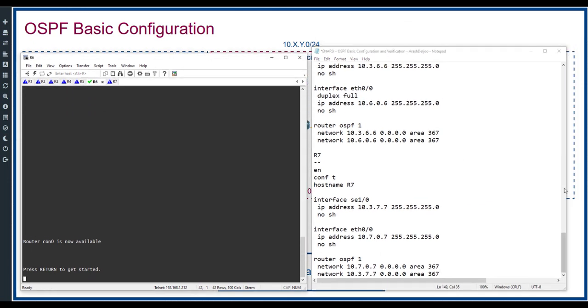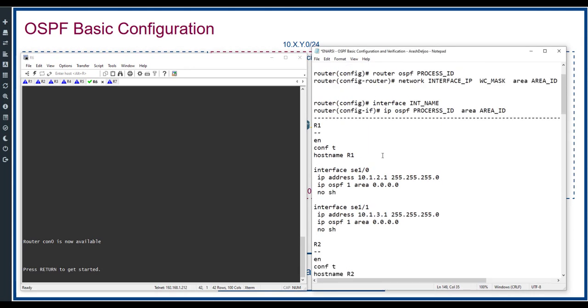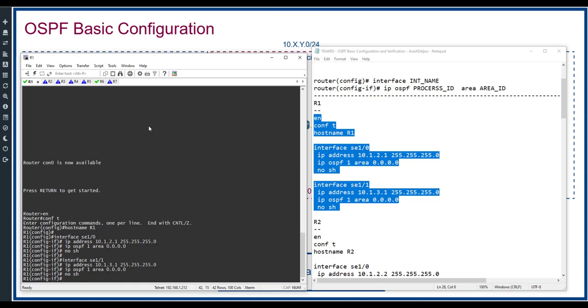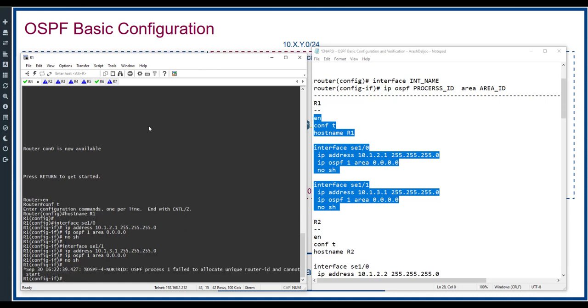Okay, starting from router 1. This is the router 1 configuration. We should copy the configuration carefully. Look at here in R1, we can copy this configuration and paste it here. As you can see, we don't have any error message.